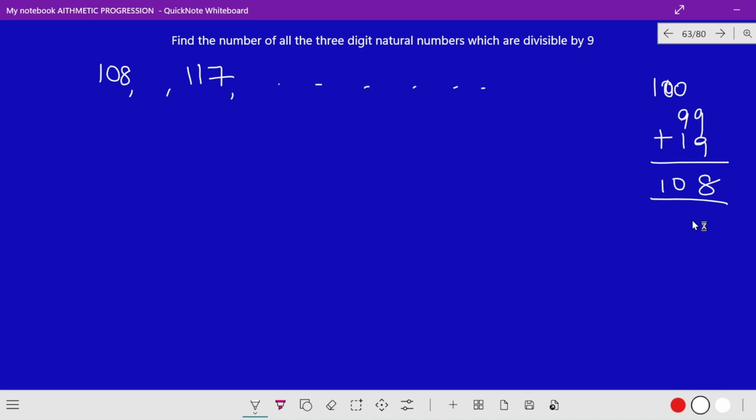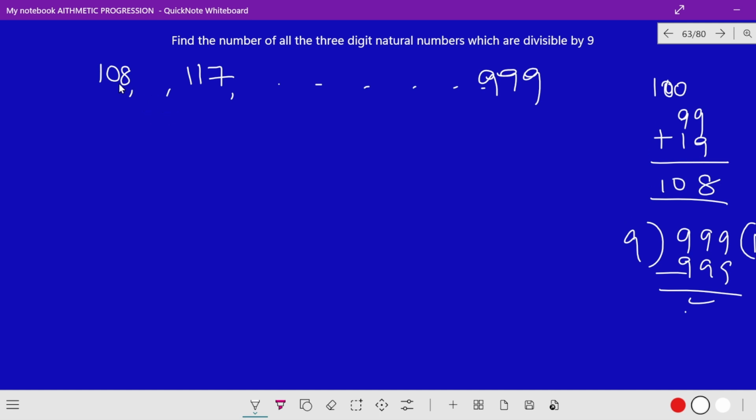Like that you will get an AP. The last three-digit number we take: usually it is understood that 999 is divisible by 9, because we'll get 111 in the answer. 111 into 9 will give me 999. So the last number is 999.